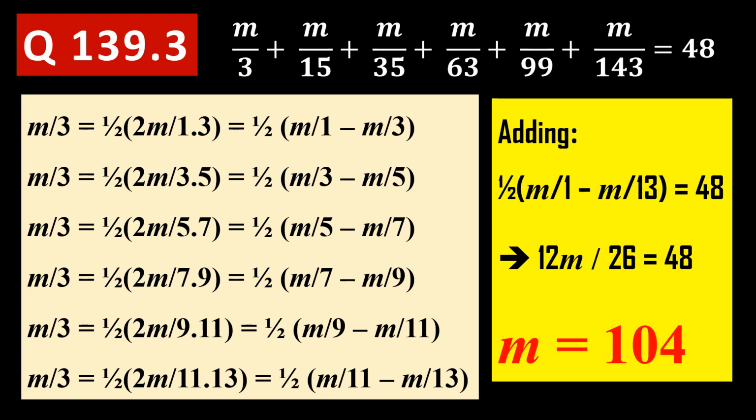Answer to 139.3. Break denominator as the product of two consecutive odd numbers. 3 is 1 into 3. 15 is 3 into 5. 35 is 5 into 7. And so on. Write each term as the difference of two fractions. The intermediate terms will cancel one another. We are left with m by 1 and m by 13. Solving, we get m is equal to 48.